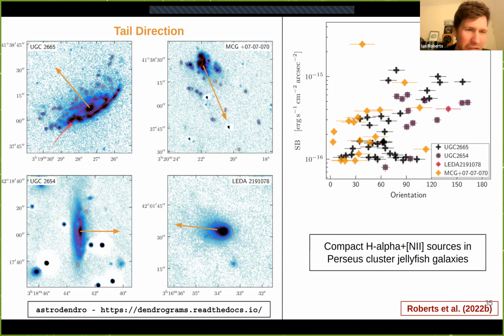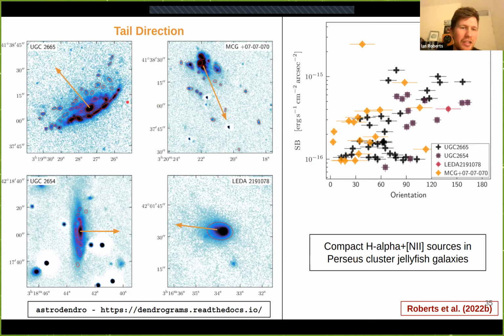And so what we find, you can see this even visually, is that in particular in UGC 2665 here, as well as UGC 2654 below, we have this arc of H alpha sources along the leading edge of the galaxy. I'm showing the direction of the stripped tail with the orange, yellow arrows in these images. And then on the right, a little more quantitatively, this is the surface brightness of these individual sources which we've identified versus their orientation with respect to the direction of the tail.